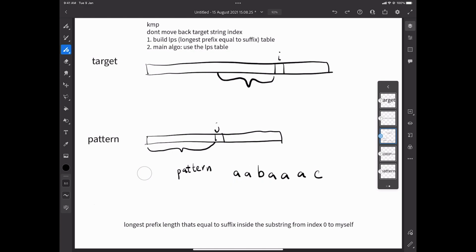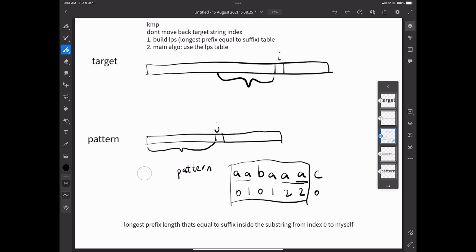Let's look at a different pattern string, and the interesting index is this index. So what is the substring? This is the substring. What is the longest prefix that equals suffix? Is this 3? No, because AAB is not AAA. Now, is it 2? Yes, because AA equals AA. So we have 2 here. By similar logic, you have 0, 1, 0, 1, 2, 2, and 0.